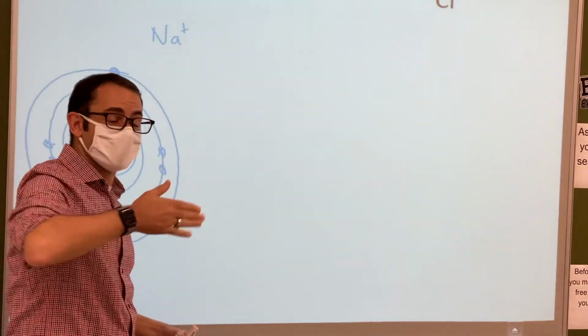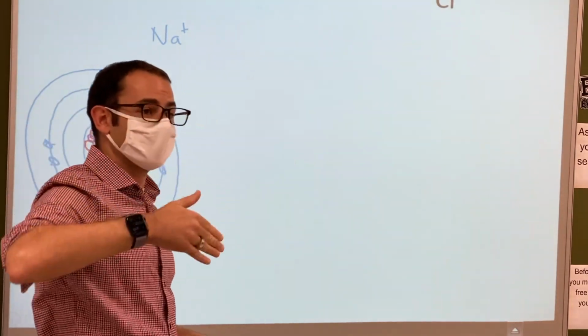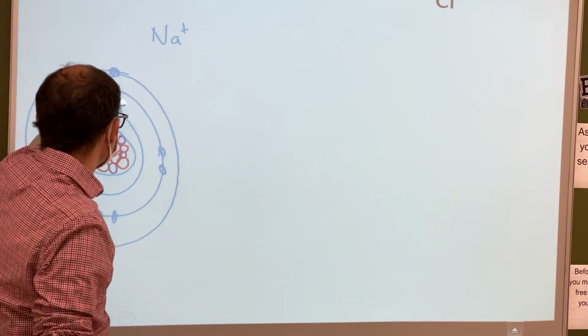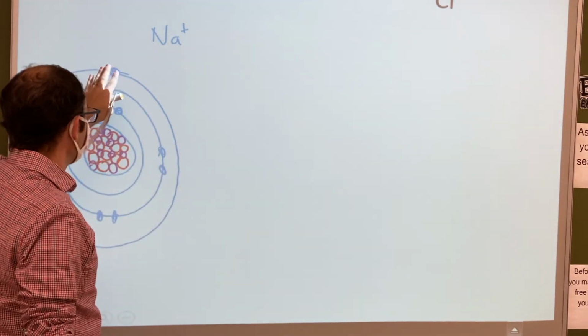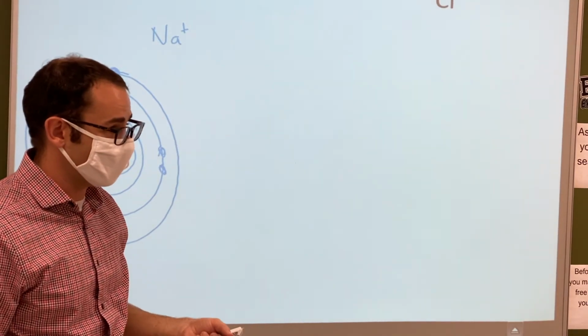Everything in sodium's group on the periodic table is going to do the same thing. So lithium, sodium, potassium, rubidium, they all have 1 valence electron. So they're all going to lose 1 and become +1. So everything in that group will be +1, all right?